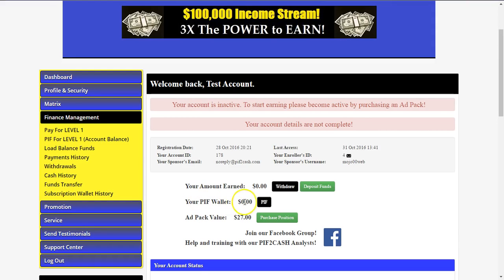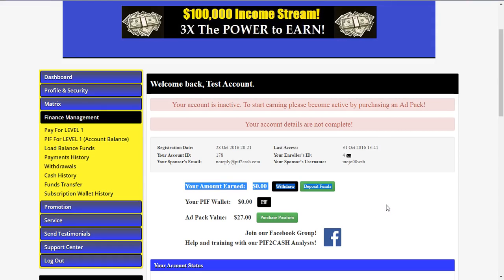This is your PIF wallet. If it has more than 0, this is what you need to get to 0 in order to withdraw. If you pay for a PIF from your account balance, it does not count for your PIF wallet. This will take from your account balance, which is the amount that you earned or deposited into your account, okay?